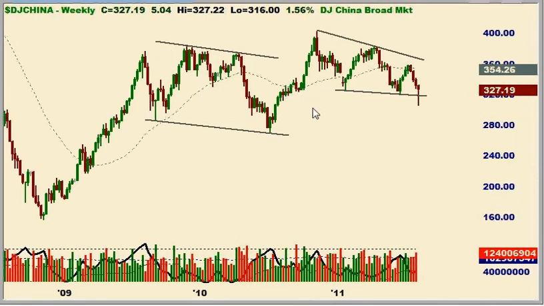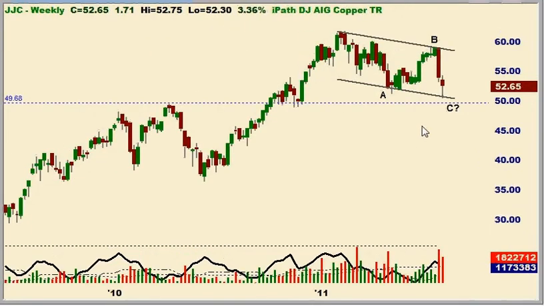I've posted this chart before. You can see here very clearly we have, I think what best counts as corrective declines in the Dow Jones China Broad Market Index. Here's copper. Again, very clearly, at least to this point, I think this best counts as A, B, C. Nice long tail on the doji there.